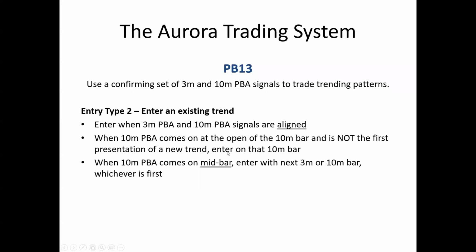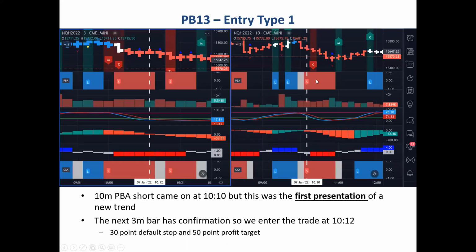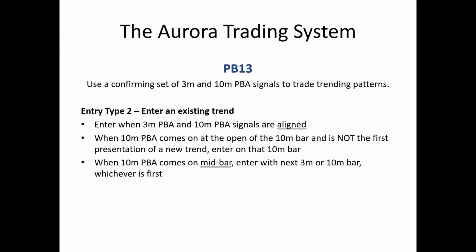All right, so let me say that again. I just showed you an example of when the 10-minute was presenting itself as the first presentation of a new directional bias. Now we're saying, well, what if it's not the first presentation of a new trend and the 10-minute bar comes on at the open of that new 10-minute print? As long as the 3-minute is aligned, you can take the trade at the open of that 10-minute bar.